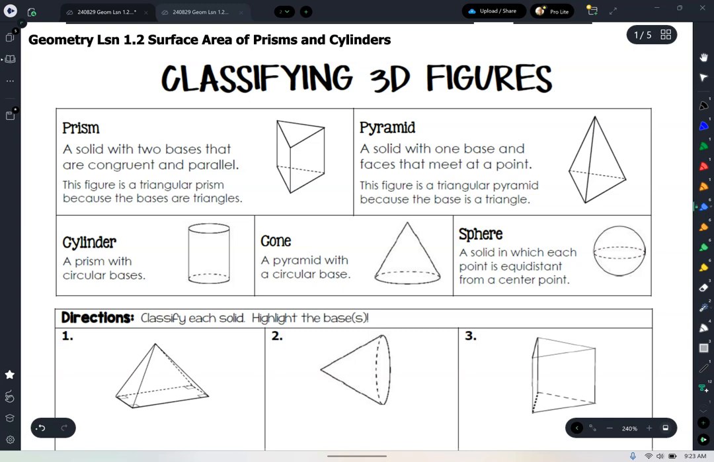A prism is a solid that has two bases. So we're going to underline two bases, okay? And those bases, how you identify them, are congruent and parallel planes, okay? They are congruent and parallel planes, all right?